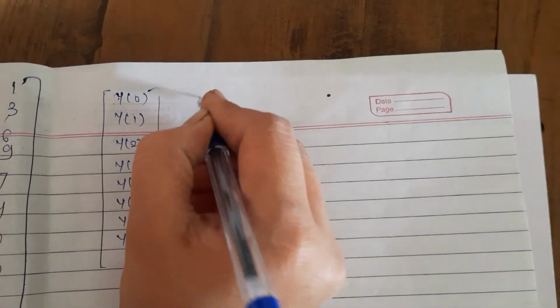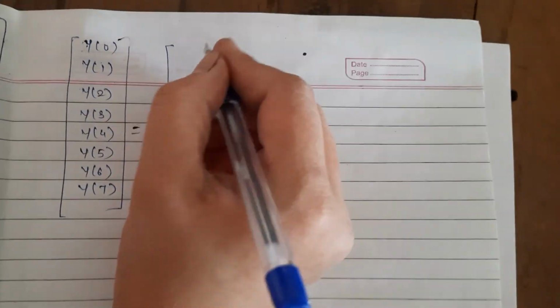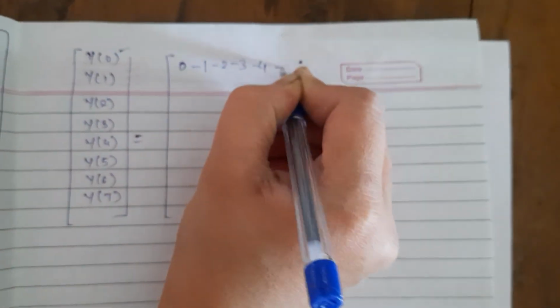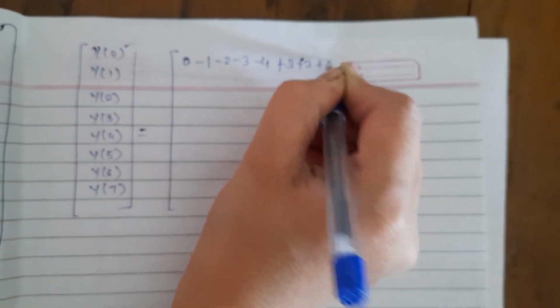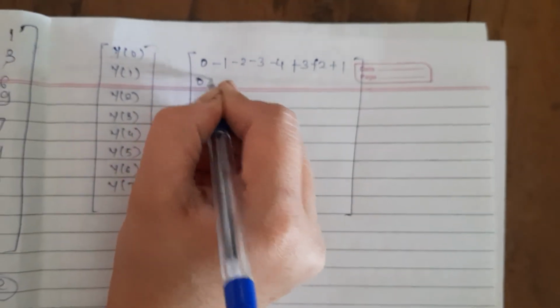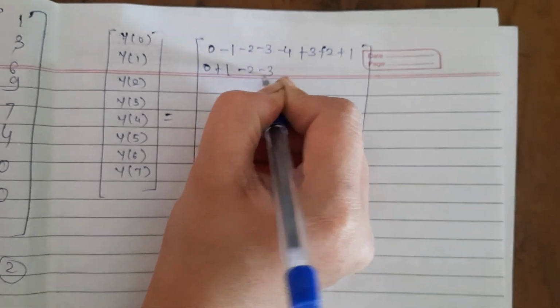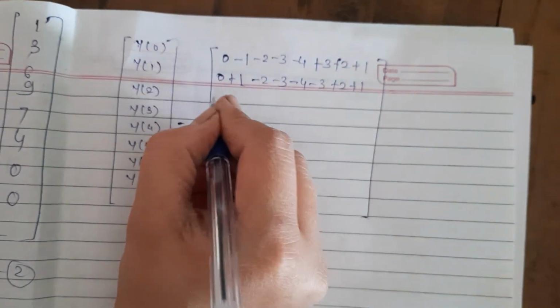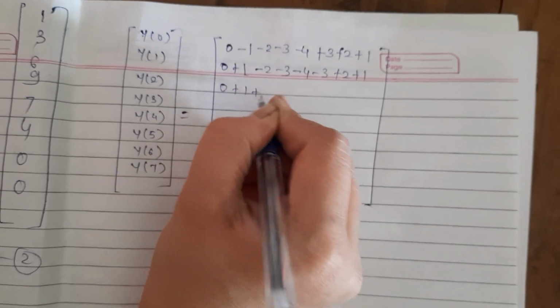And next it is 0, minus 1, minus 2, minus 3, minus 4, plus 3, plus 2, plus 1. It's 0 plus 1 minus 2 minus 3 minus 4, 3 plus 2 plus 1. It is 0 plus 1 plus 2.